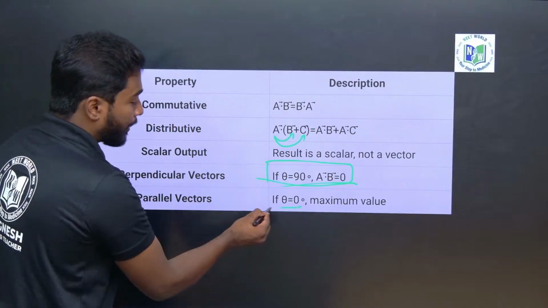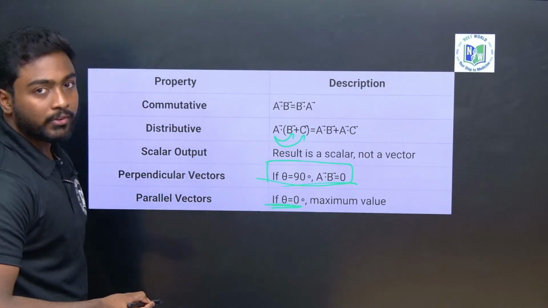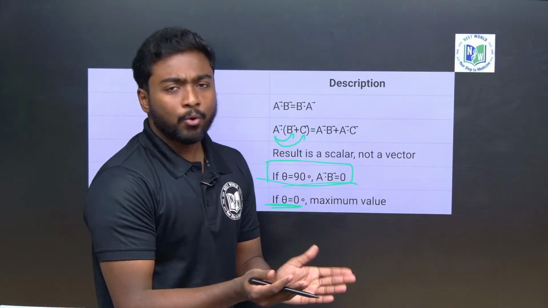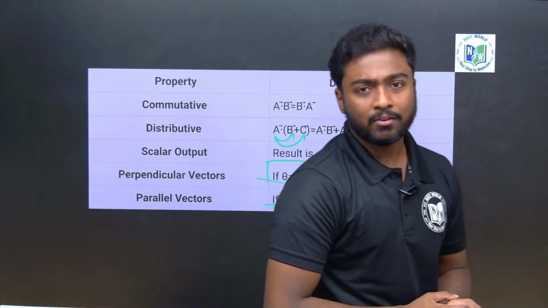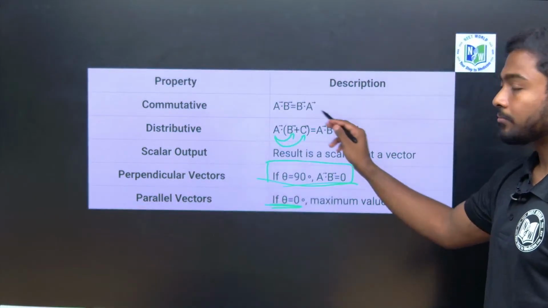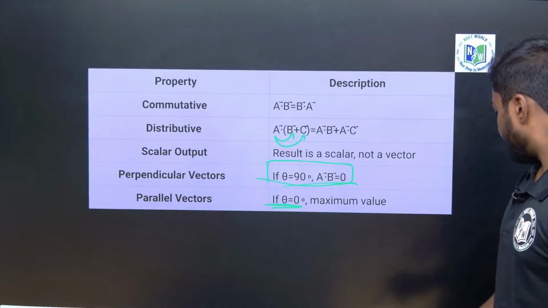Next, parallel vector. Parallel vector means theta is equal to 0 degrees, so it is the maximum value. When I take anti-parallel, cos 180 is minus 1, that is the minimum value you can say. So these are my properties.